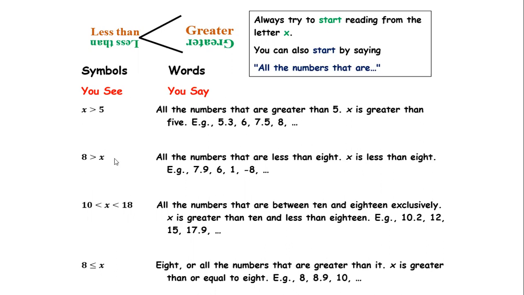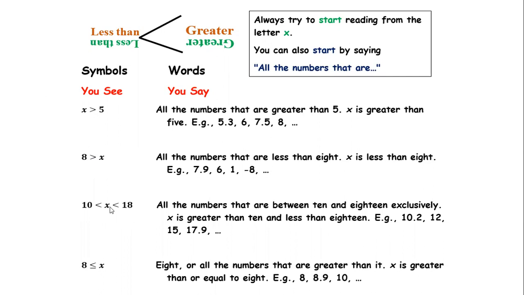When you look at this, what do you see? X, or you can say all the numbers that are less than 8. X is less than 8. Numbers like what? 7.96, 1, negative 3, 0. All the numbers that are less than 8. Always start with the letter X. When you see this, you start with X.